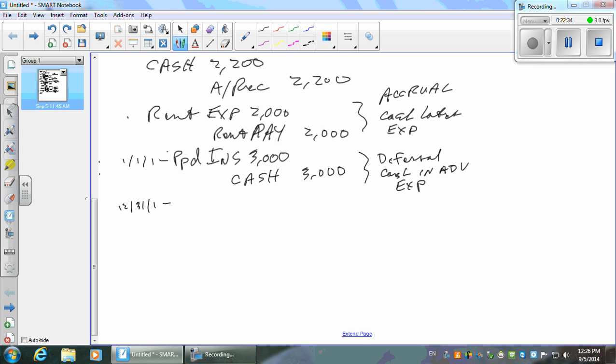What is that prepaid? What happens to prepaid insurance after a year's gone, if it's for 1 year? It's used up. So do you have the asset anymore? No. So what would you do with the asset?